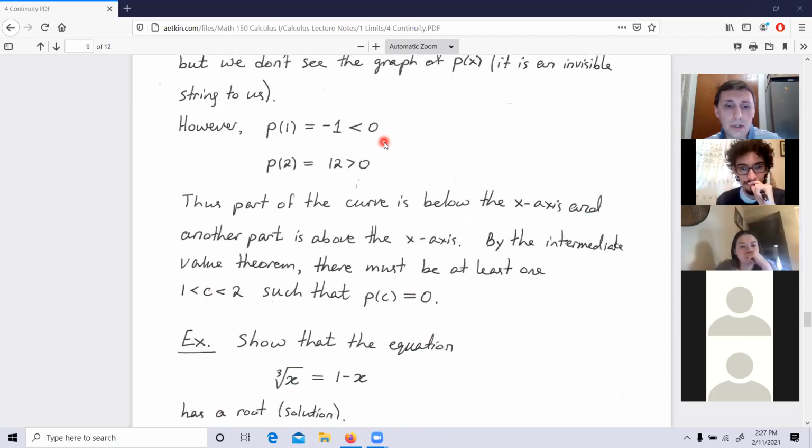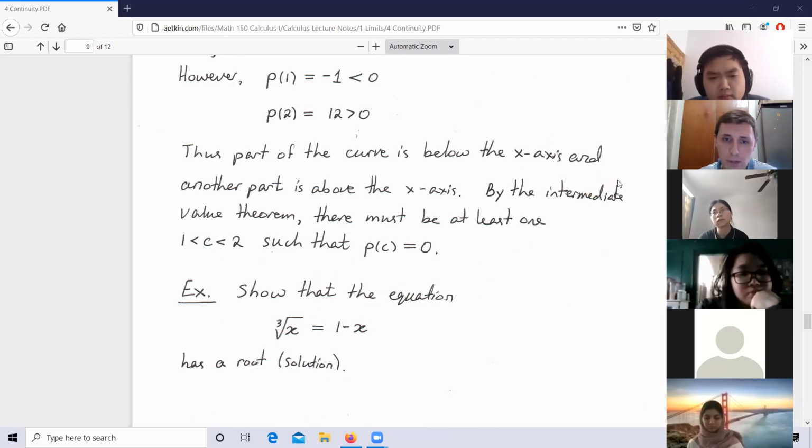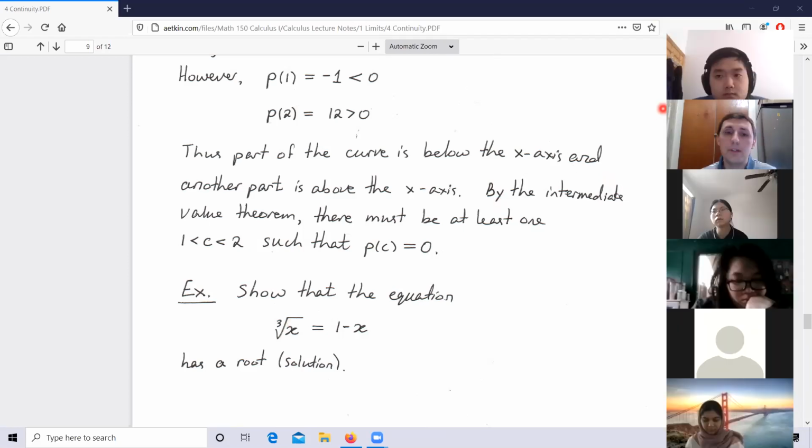Okay, are you ready? This one is a little bit more difficult, but let's see what you will do. Okay, so show that the equation cube root of x equal to 1 minus x has a solution, has a root. Do you understand what this is saying? Can I find a number that if I take the cube root of it, it's the same as 1 minus the number? Is there a number whose cube root is the same as 1 minus the number? And then we will see how we can claim that such a number will exist.